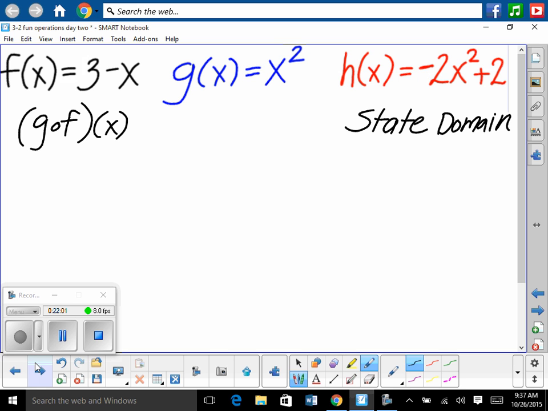Okay, let's do just a couple more. G of f of x. We grab our x, smush it back in with our f. That's f of x. Smush it back in with our g.